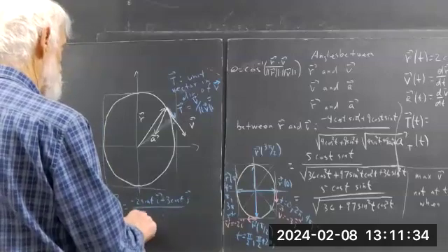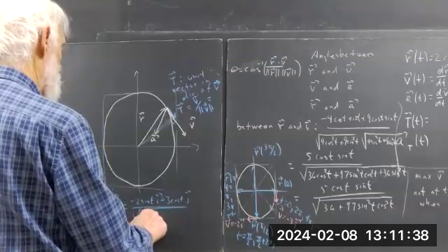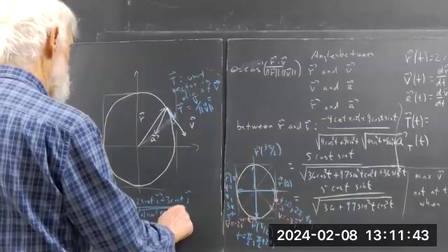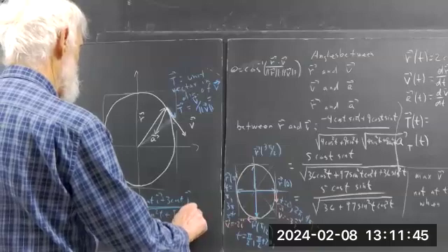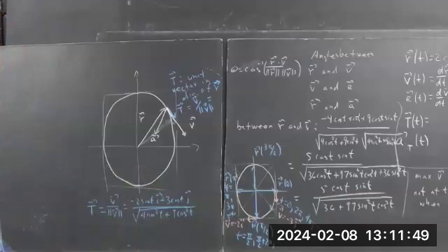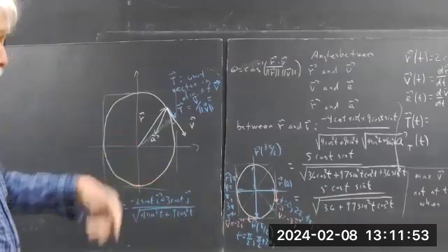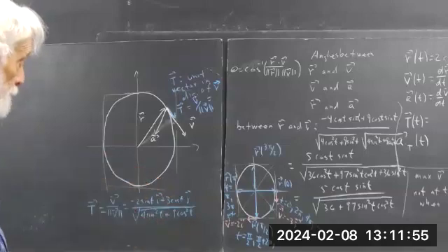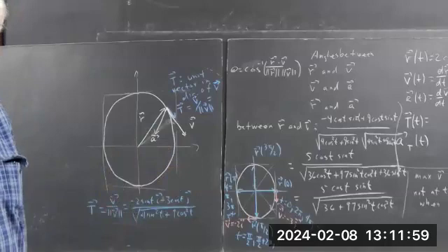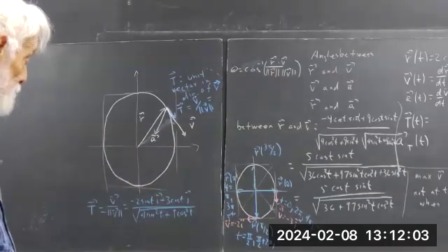divided by the square root of 4 sine squared t plus 9 cosine squared t. And you get that magnitude either by the Pythagorean theorem, the square root of the sum of the squares of your components, or by the definition, the square root of V dot V. And V dot V is the sum of the squares of the components. Okay.